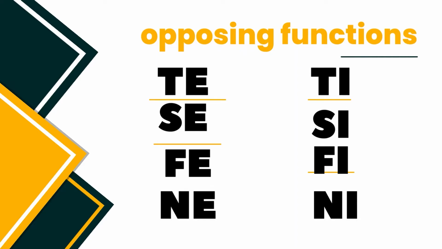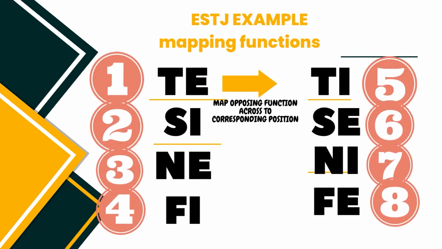In this episode, we are going to introduce the basic concepts of the shadow functions. The shadow functions refer to your 5th to 8th function of your cognitive stack. How do you derive your 5th to 8th function? First, you have to know your cognitive stack. Once you have gotten your cognitive stack, all you have to do is to find the opposing function and then map it to the opposite side. So position 1 will correspond to position 5, 2 to 6, 3 to 7, and 4 to 8.